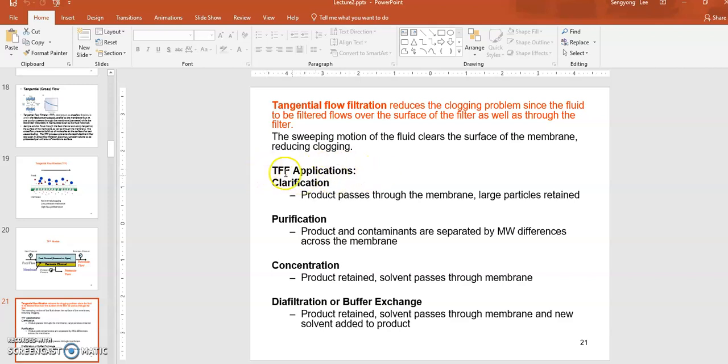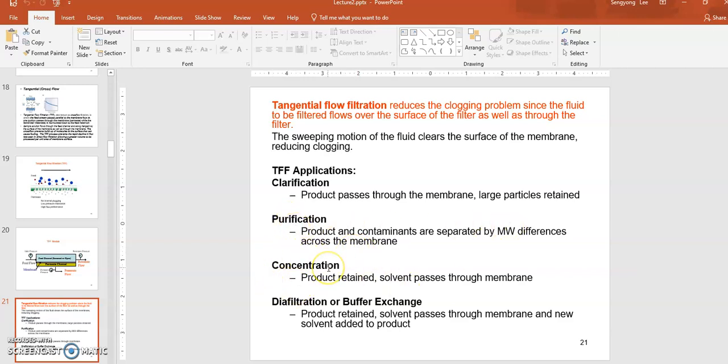So TFF is used a lot in the biomanufacturing industry. It is applied in these main steps. Number one, clarification step. We talked about clarification, right? Removing large cells and debris between the upstream and downstream process. Yes, TFF is used during this step. And purification. Yes, you can purify out small molecules from large molecules. Yes, TFF will be used for that.